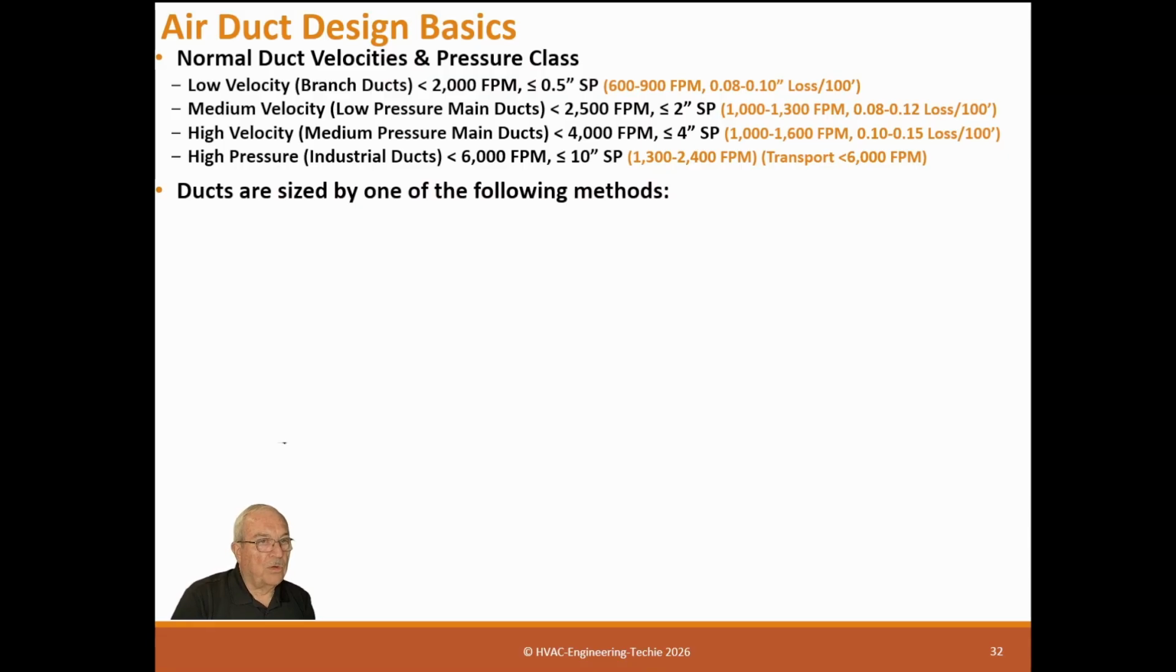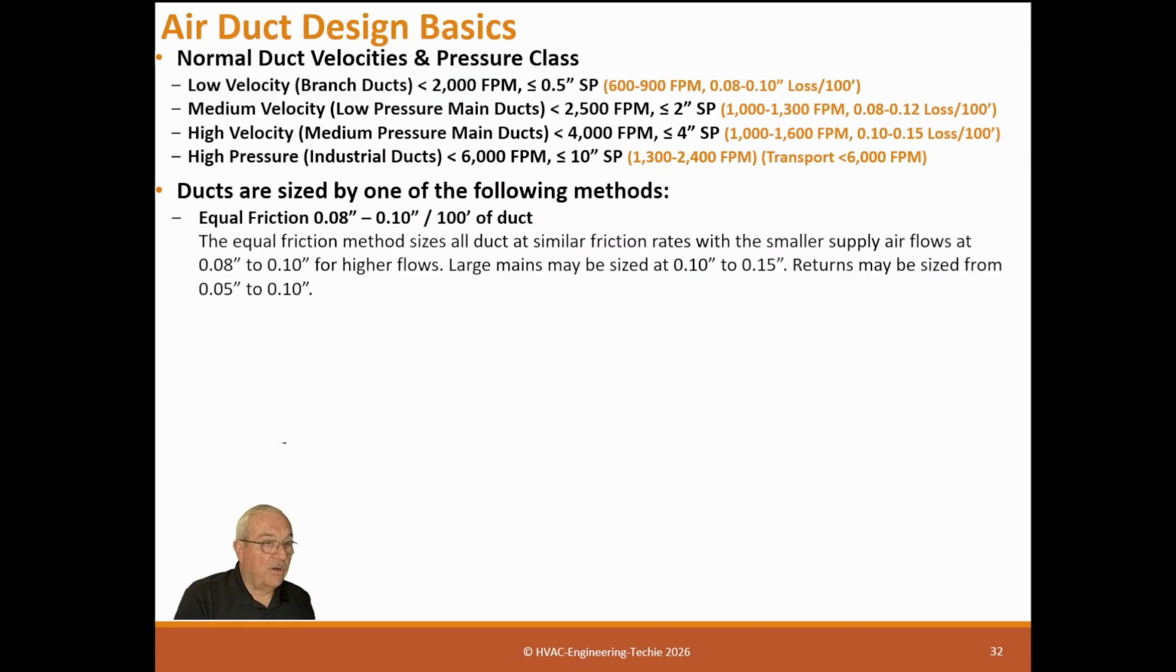Ducts are sized by one of the following methods. Equal friction, which is 0.08 to 0.1 inches per 100 foot of duct, is the normal area that you're going to select it from. However, there are other areas. The equal friction method sizes all duct at similar friction rates, with the smaller applying to air flows at 0.08 to 0.1. For higher flows, larger mains may be sized at 0.1 to 0.15, and returns are normally sized at 0.05 to 0.1.